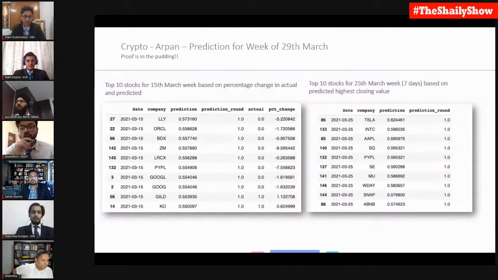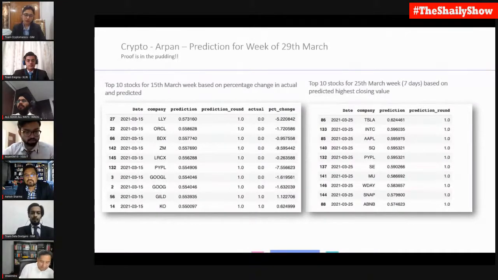Yes, sir. The actual and the predicted are differing, because the LLY stock has recently gone down drastically yesterday itself. It has minus 5.22% as a percentage change. But stocks such as LLY, Oracle, Zoom, Google, and the last one, Coca-Cola, have been performing very well in recent times. So these are my predictions for this one. For the future prediction from the 25th of March, I think we'll have to run through that with everyone later.